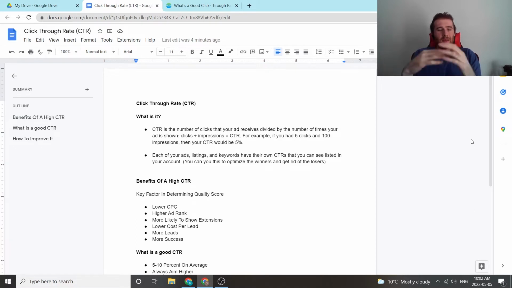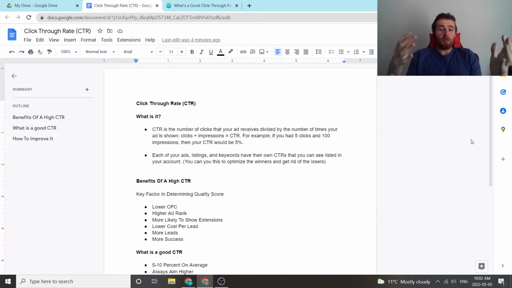That being said, the benefits of having a high click-through rate, I think this is one of the most overlooked things inside Google Ads because click-through rate really affects everything. If you have a poor click-through rate, your ads aren't going to get shown. And if your ads aren't shown, you're not going to get clicks, or you're going to get clicks, but they're going to be very expensive because click-through rate affects quality score, and quality score affects a lot of things.